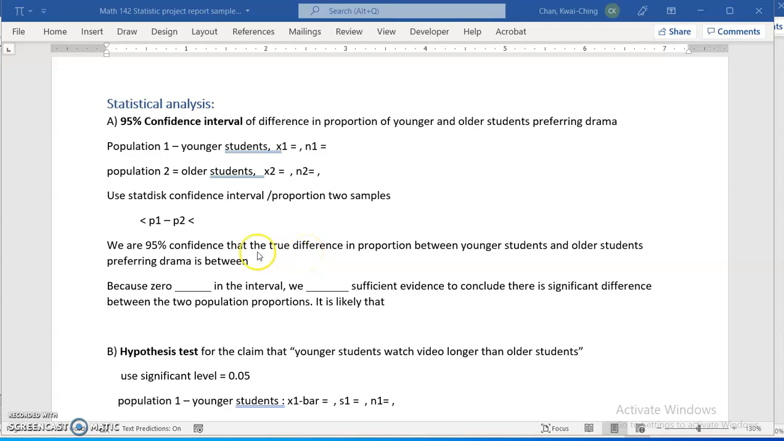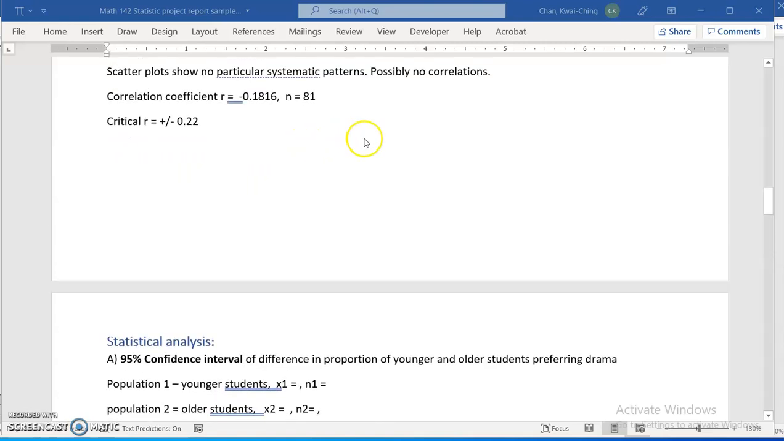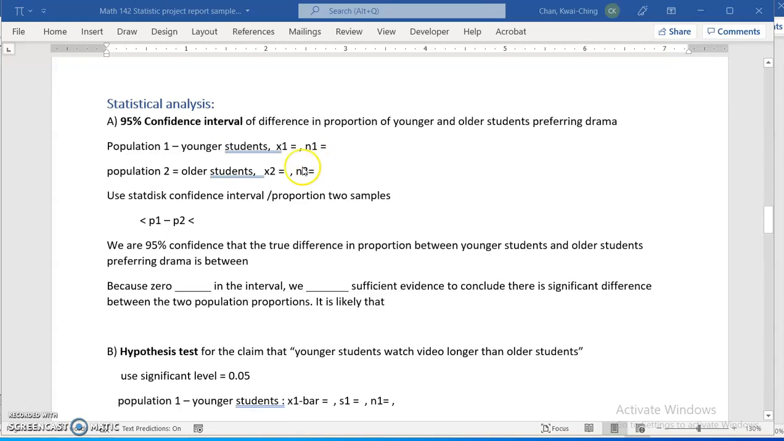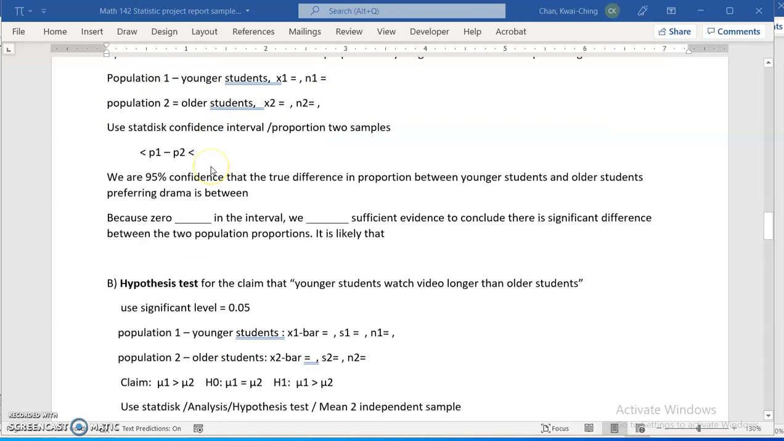Hello, statistics student. In this video, I'm going to talk about doing statistical analysis after I copy all the data summary that I got from Google Sheets into my work document. So there are three statistical analyses that I need to do.